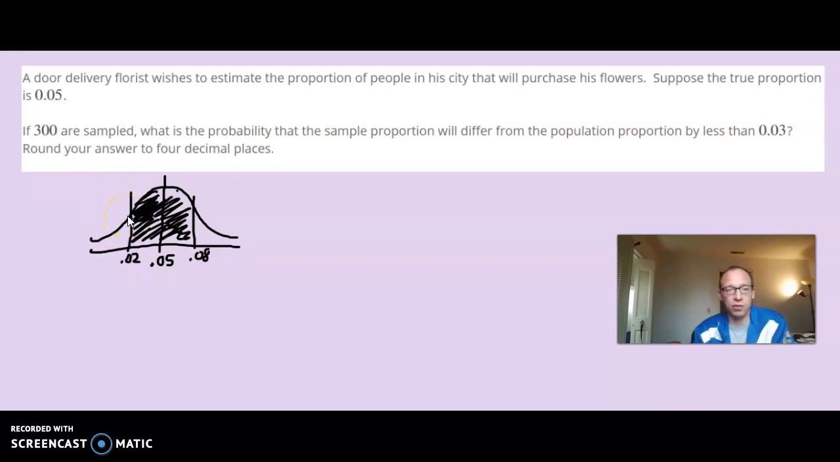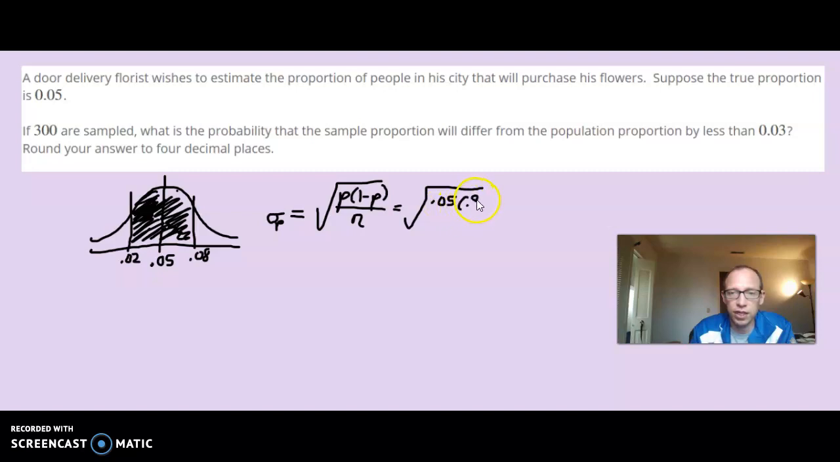Either of those methods we use, we're going to have the same starting point, which is we need to get the standard deviation here. I'm going to get that by the square root of p times 1 minus p over n. So in this case, we have 0.05 times 0.95 over our sample size of 300. And let me grab a calculator here. Okay, and that equals about 0.0126.